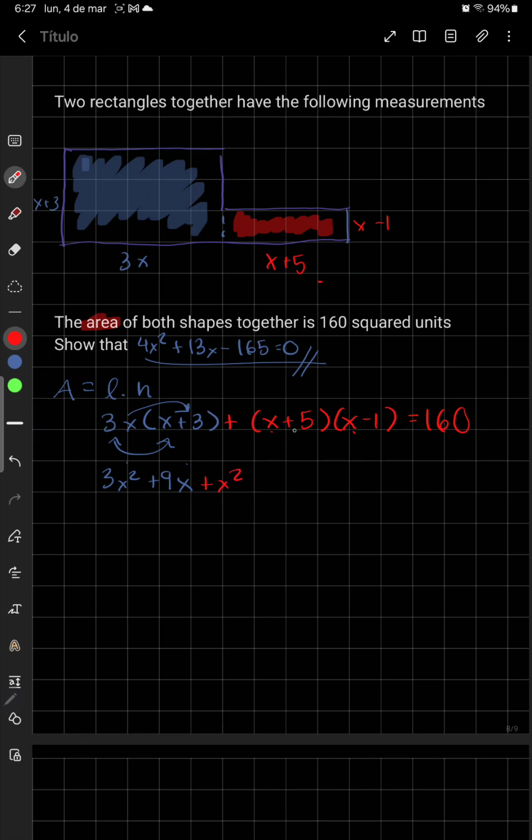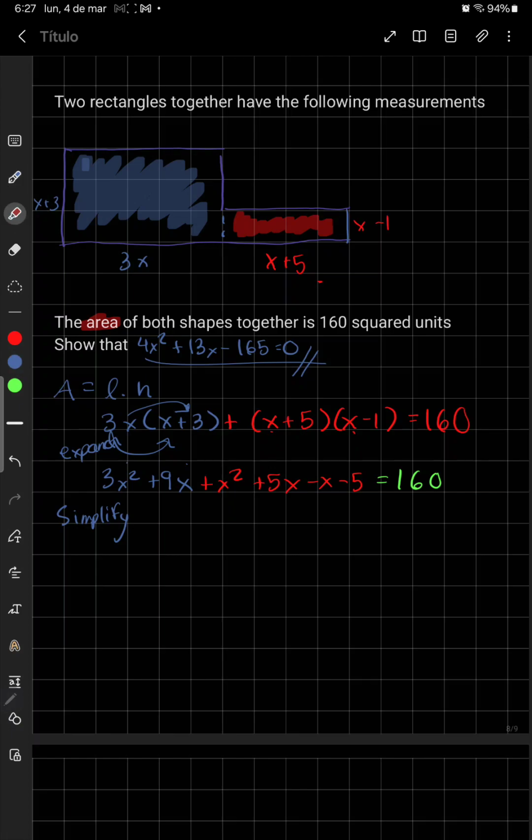Now 5 times x, plus 5x. Now x times minus 1, minus x, and 5 times minus 1, minus 5, equals 160. I'm going to use green for this last part. 160. Now we've already expanded, and we want to simplify now.